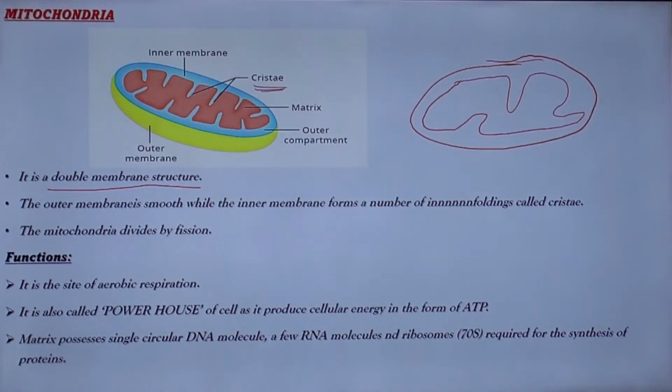So mitochondria is a double membrane structure with an outer and an inner membrane. The outer membrane is smooth and the inner membrane has a number of infoldings. That infolding is called cristae. The mitochondria divide by fission. So what is fission? There are many fissions, and we divide our mitochondria. Now we are going to look at its functions.